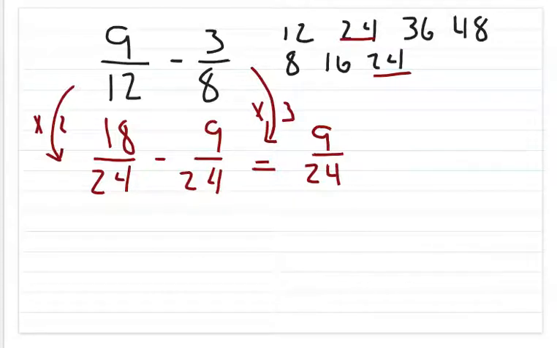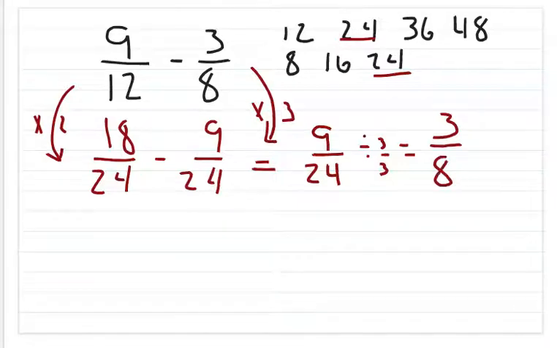So, can I divide 9 by 2? No. Can I divide 9 by 3? Yes. Well, then I need to check. Can I divide 24 by 3? Yes. So, I need to divide both of those numbers by 3 to reduce to lowest terms. So 9 divided by 3 is 3. 24 divided by 3 is 8. So now we found that 9/12 minus 3/8 is 3/8.